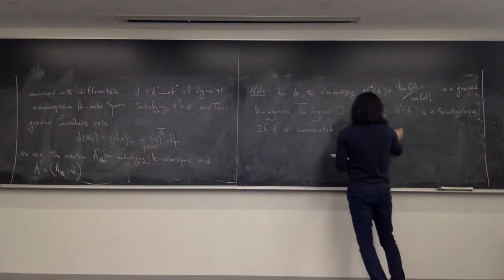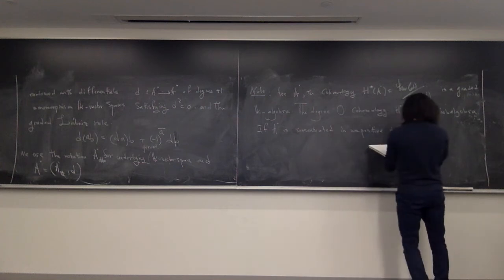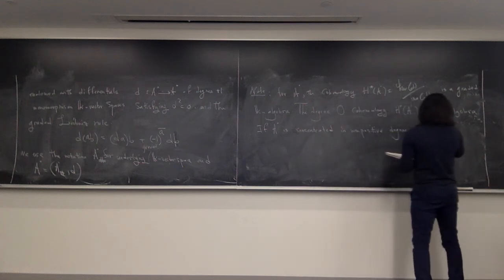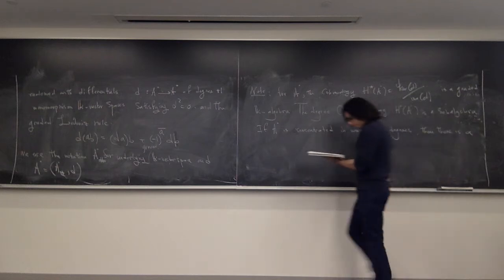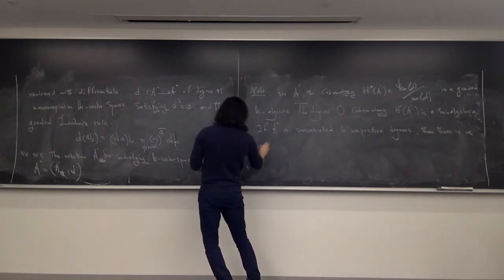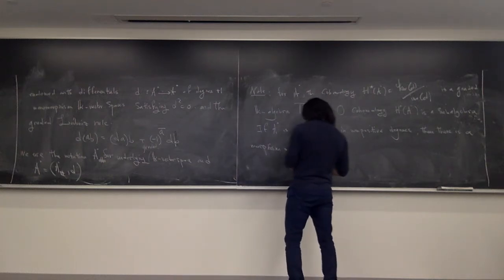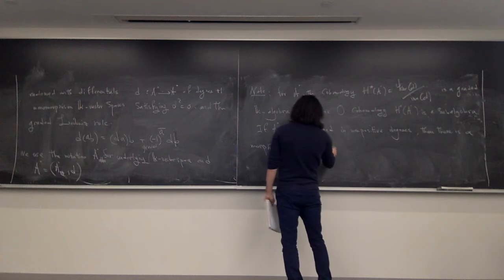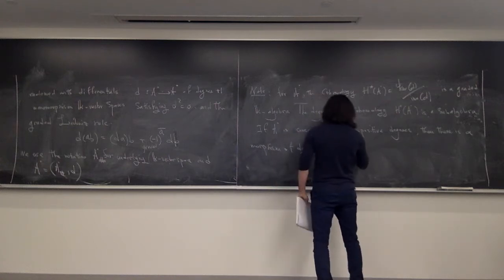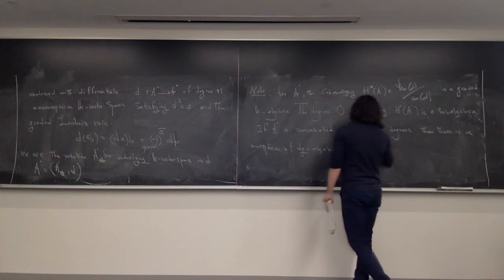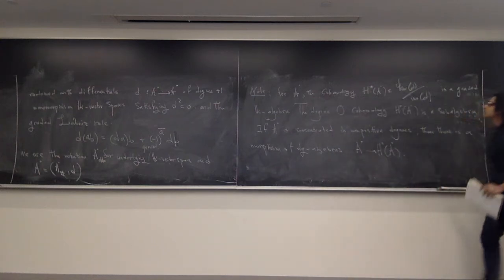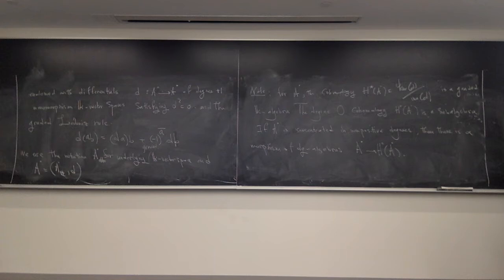Positive degrees. Then there is a morphism of DG algebras which takes you from A dot to H0 of A dot. Okay.